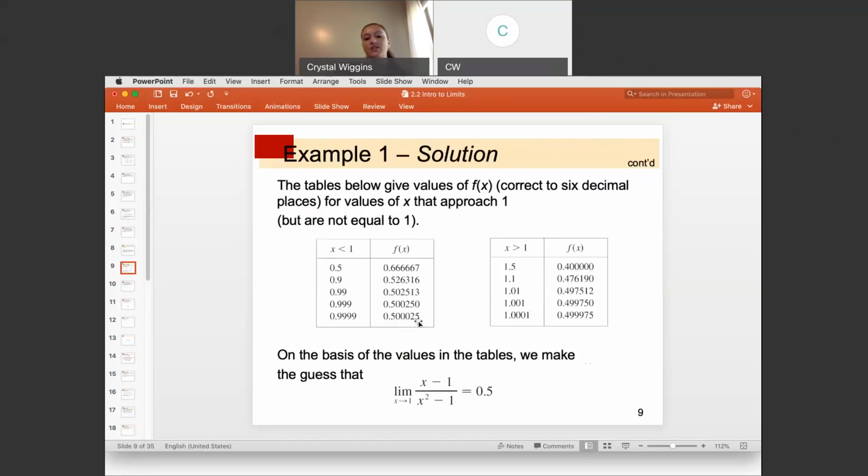So I can look at these y values, and as I approach 1 from the left side, it looks like I'm getting 0.5. I approach 1 from the right side, I'm also approaching 0.5, and therefore my estimate would be that the y value is approaching 0.5, even if the y value doesn't actually exist, which in this case it doesn't because there's a hole there, but there's still a limit.